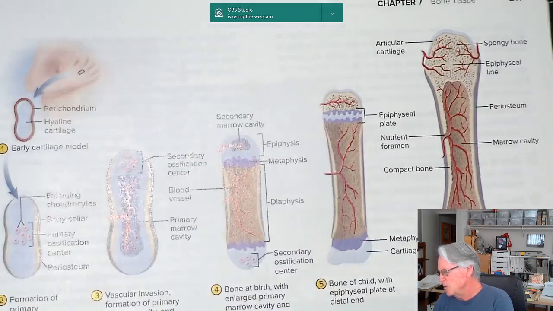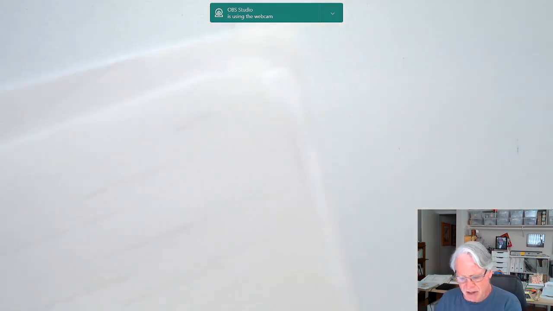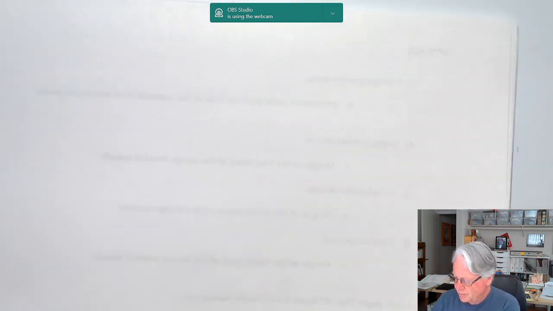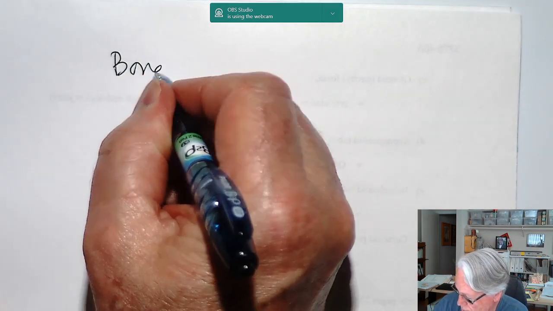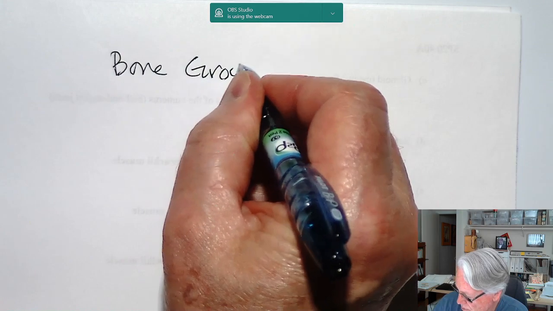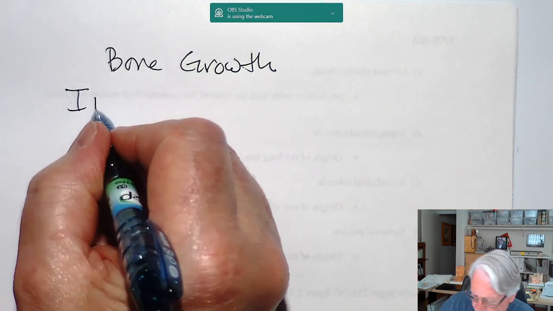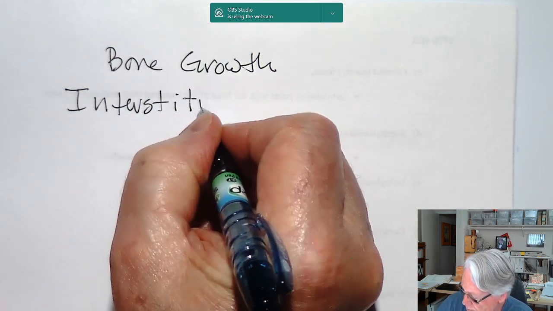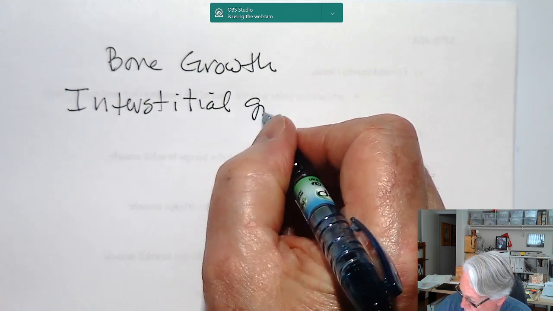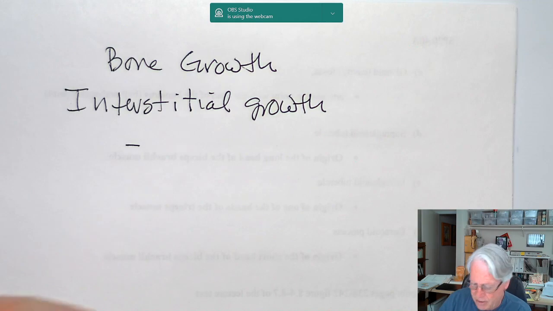So let's talk about that. Let's begin that discussion. And we'll title this area Bone Growth. So bone growth. And we're going to start with an interstitial growth, which is growth in length.